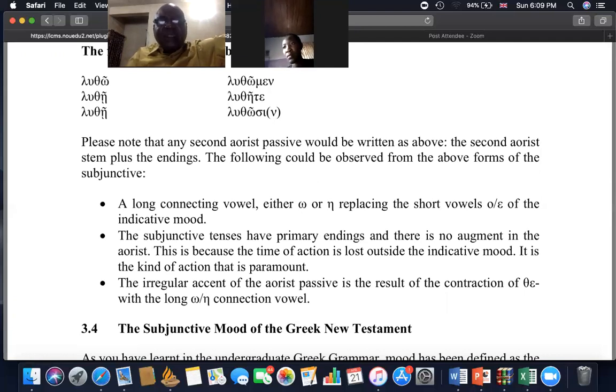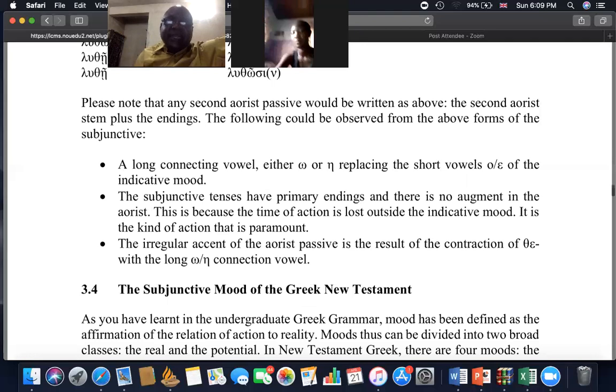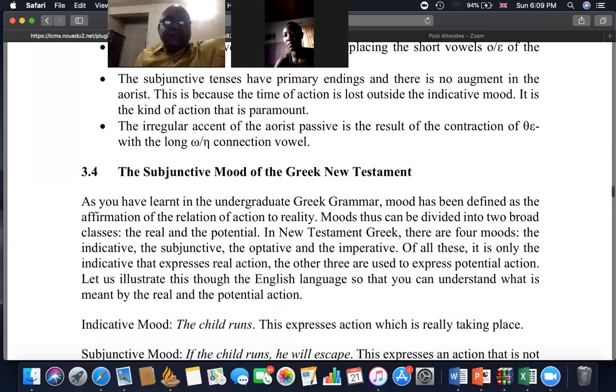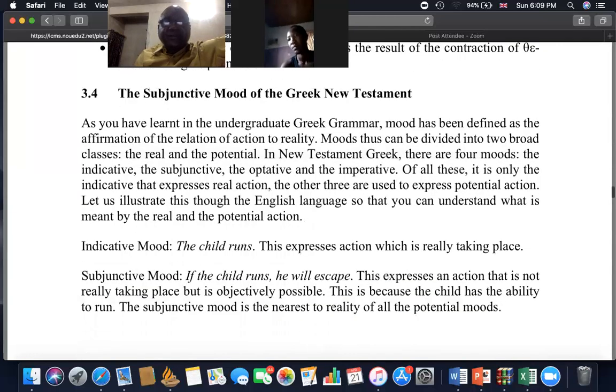This is because the time of action is lost outside the indicative mood. It is the kind of action that becomes paramount. The irregular accent of the aorist passive is the result of the contraction of the epsilon with the long omega and eta connecting vowel. Now, let's try and get what the subjunctive mood actually does.